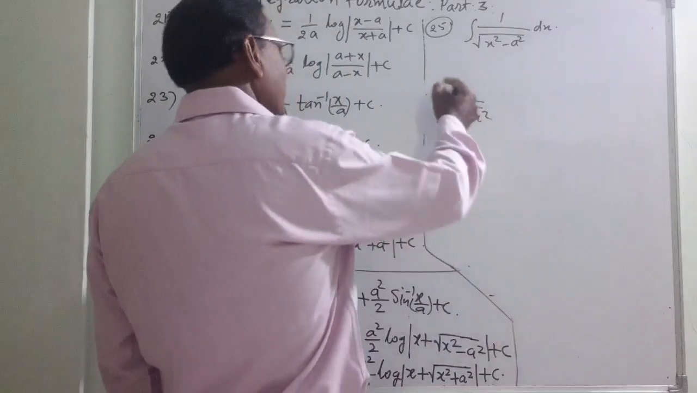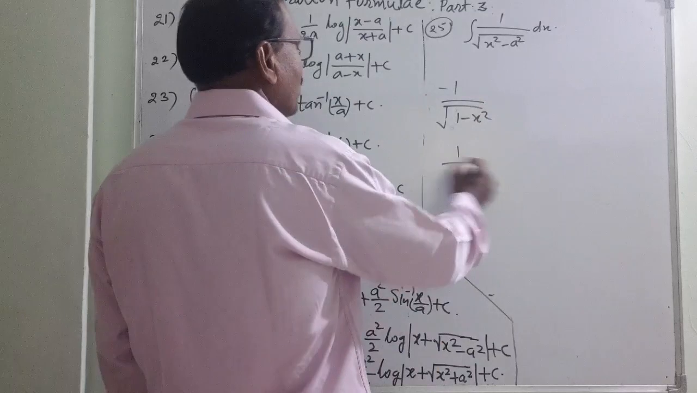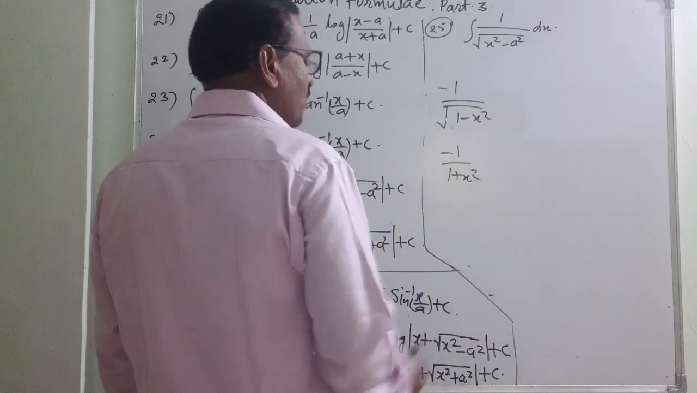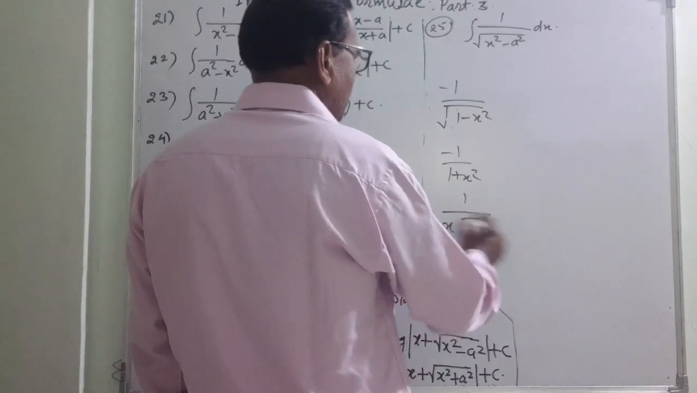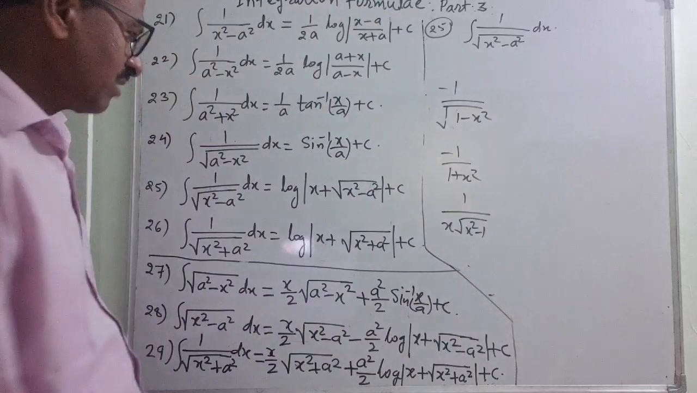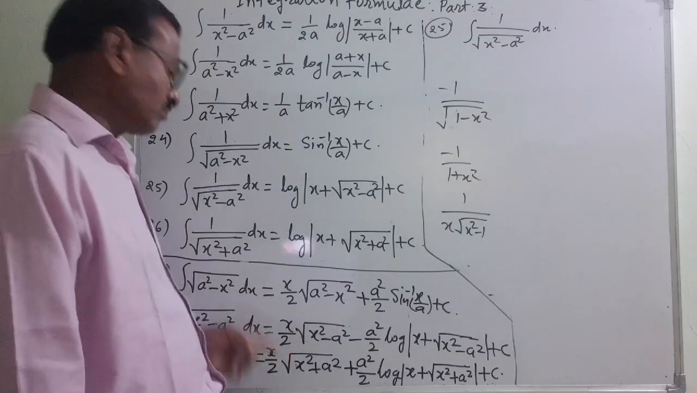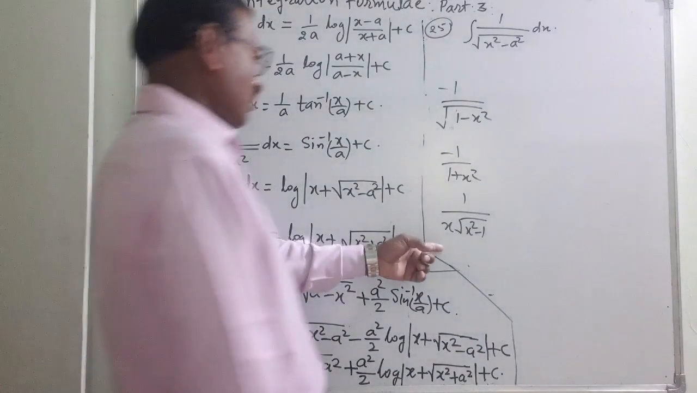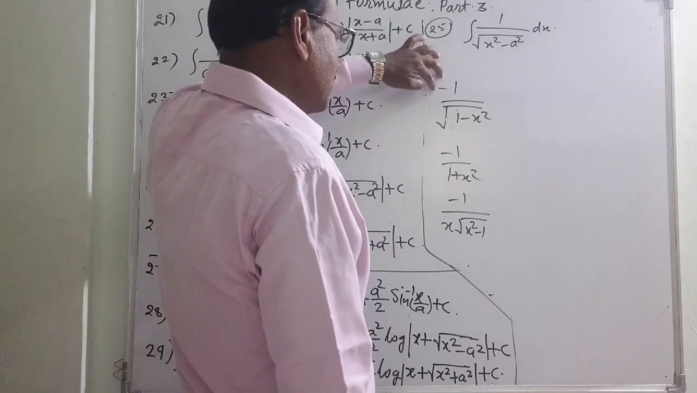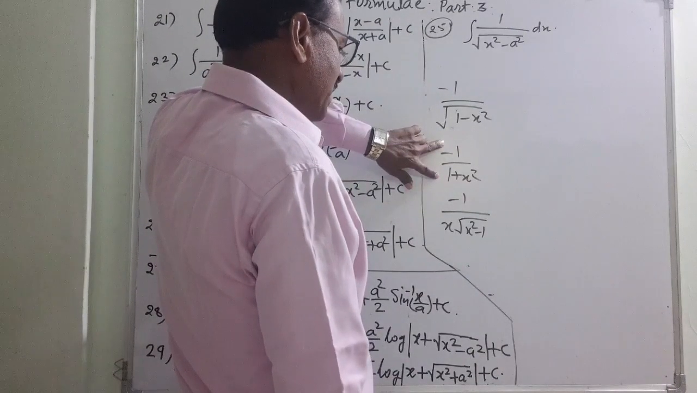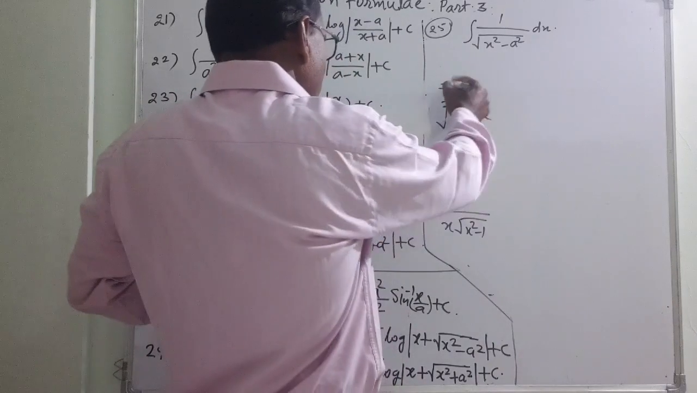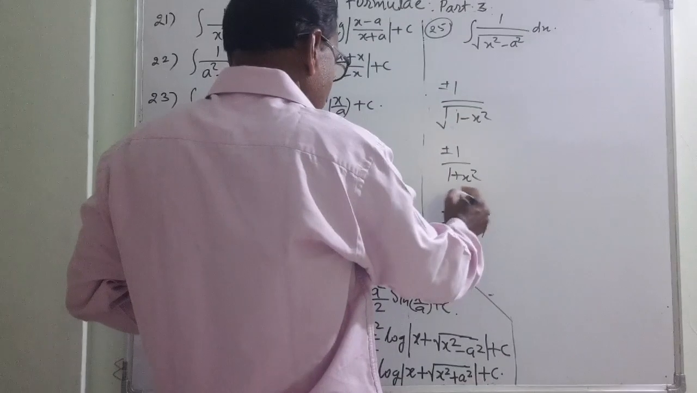For cos it is minus 1 upon. For tan 1 upon 1 plus x square. For cot minus 1 upon. For sec 1 upon x under root x square minus 1. Nowhere it is fitting. This is sec and cosec, same way. This is sine and cos, only the sign will change. This is tan and cot, this is sec and cosec, plus or minus, this is only the difference, that's it.